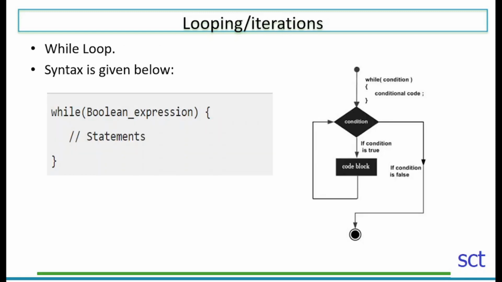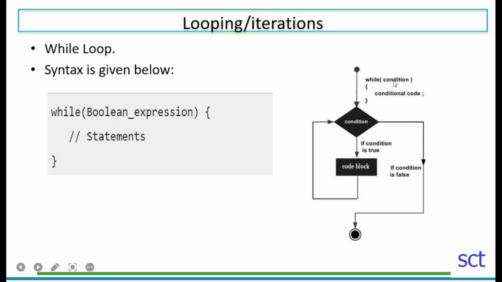Let us take an example of a while loop. A while loop is written as while, followed by brackets, within which we write the condition here, which can also be called a boolean expression. If this boolean expression is true, then it will go inside. As long as this boolean expression is true, the statements will be executed, and once this becomes false, it will come out of this.